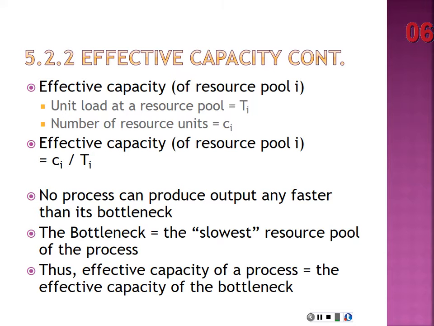Okay? No process can produce output any faster than its bottleneck. The bottleneck is the slowest resource pool of the process. Slowest meaning we were talking about time, right? All right? Thus, effective capacity of a process is the effective capacity of the bottleneck. Okay, so you can't move any faster than the bottleneck of your process.